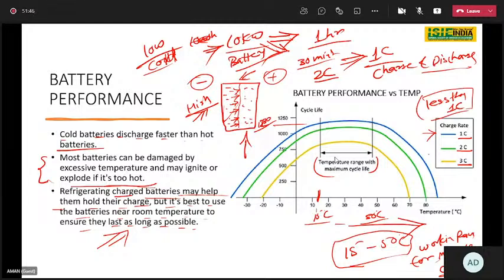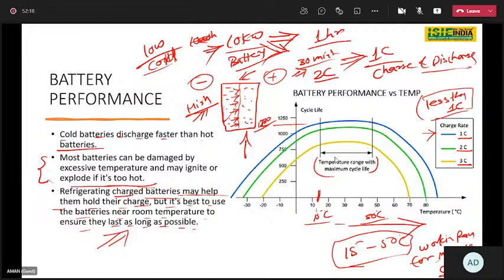But at the same time, if you're working on a 2C, taking the example of a 10 kilowatt battery, if you discharge it in 30 minutes, at that particular time what exactly happens is it will somewhat reduce the performance. And talking about the battery life, if you are working in this particular temperature range, it will be near about 1000 cycles. But if the temperature keeps on increasing, there is a high chance that your battery life will decrease, as you can see with this particular curve with this green line.